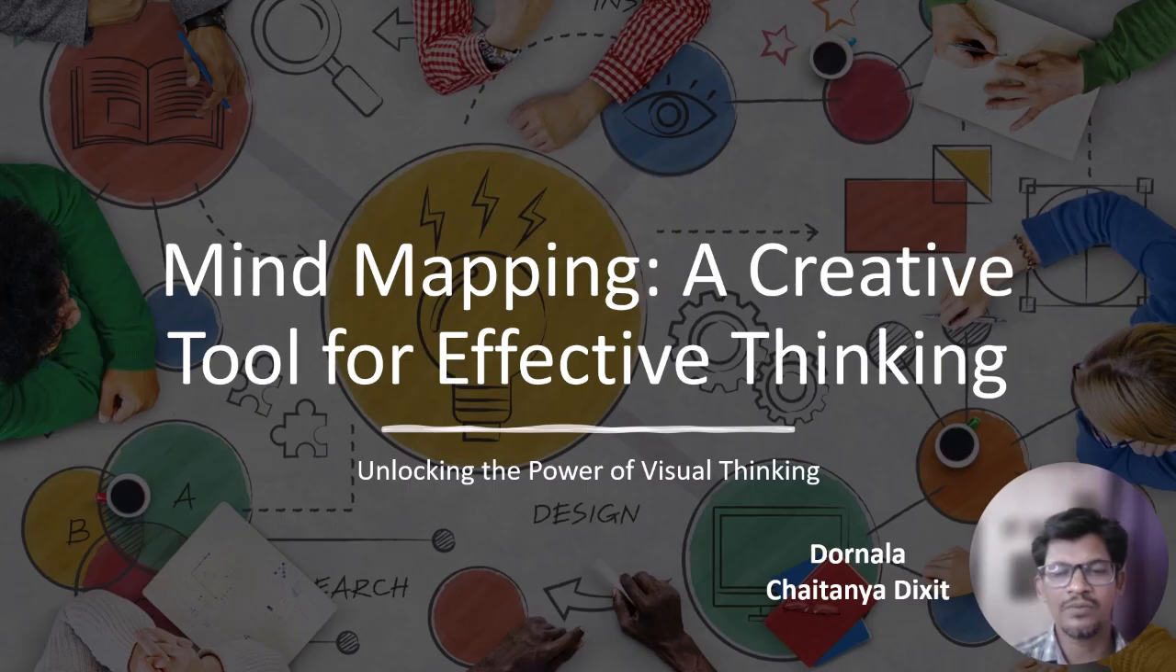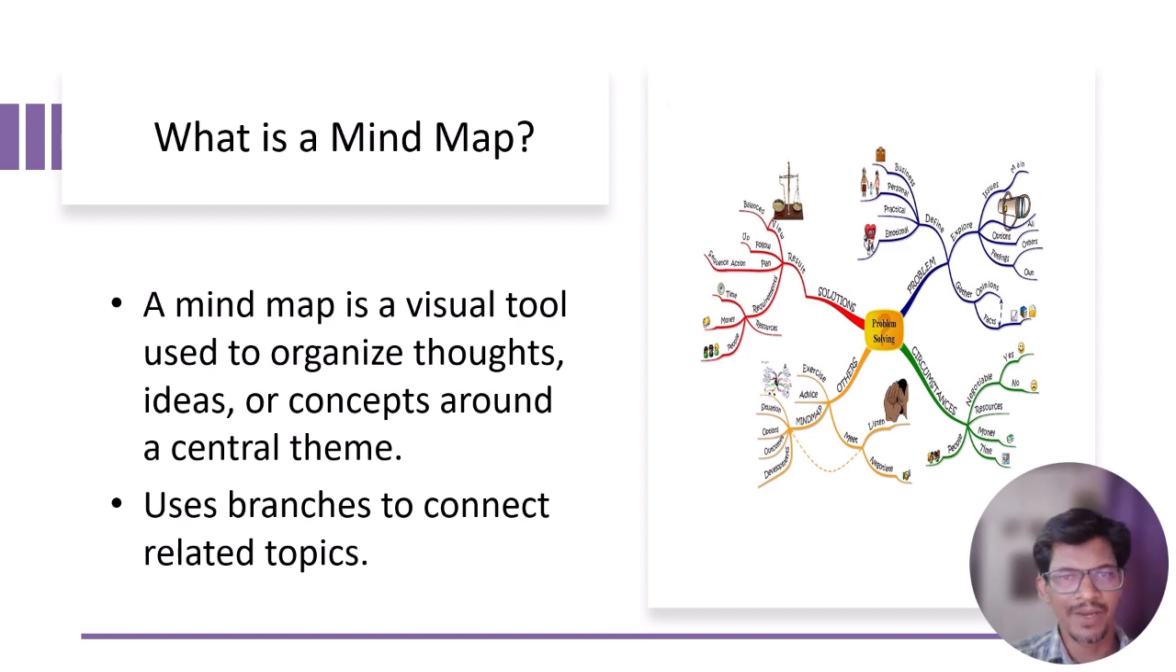So while talking about this visual thinking, what is a mind map? A mind map is a visual tool which is used to organize our thoughts, ideas, or concepts around a central theme. So you can see it in the picture. If you can recognize that picture, here you have the central theme. From that central theme, you are going to project your ideas so that it is getting into branches.